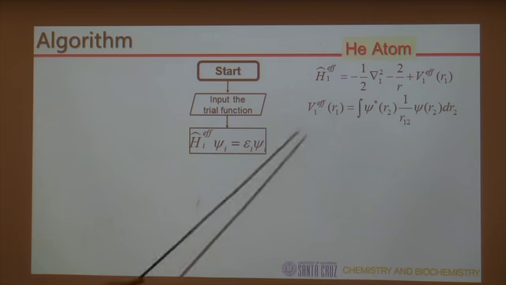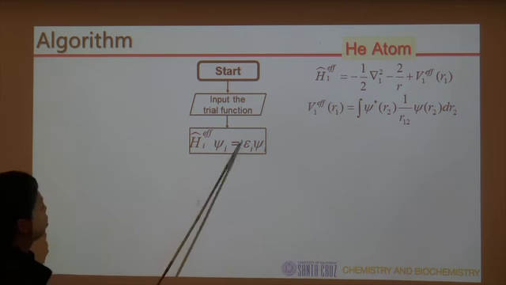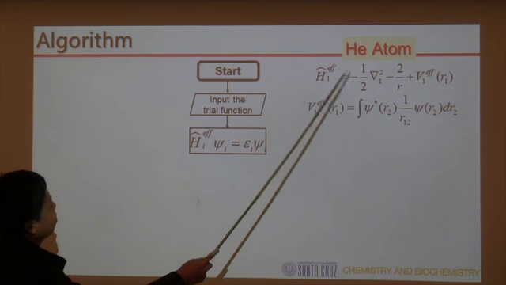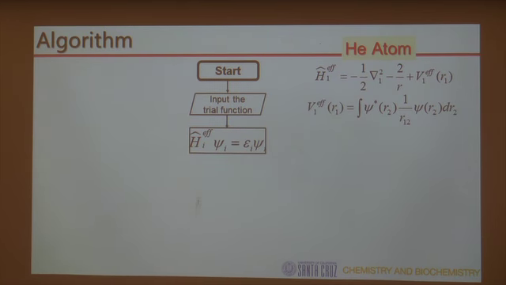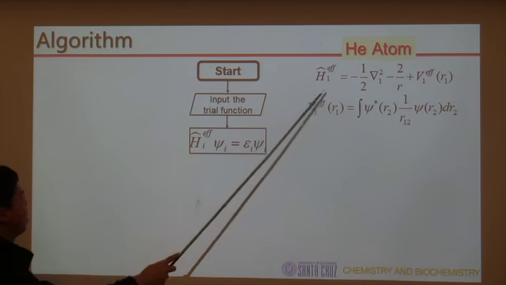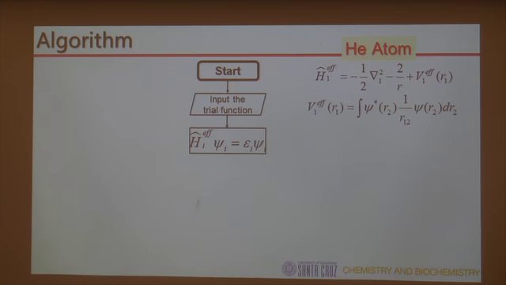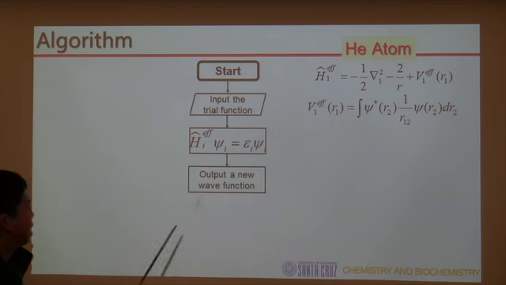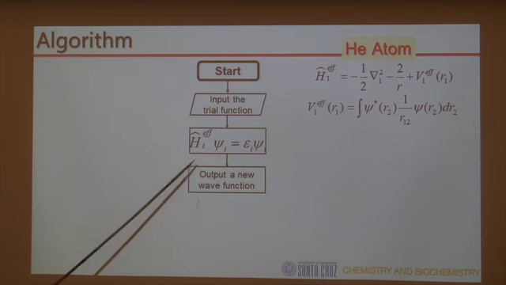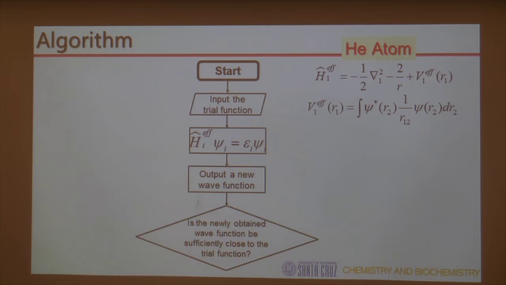In your textbook for the helium atom, the two terms here can be expressed in this way. Of course, we will ask you to do the evaluation of this, so here it is just for your reference. You solve the Schrödinger equation and you get a new wave function, where the Ci comes out. The next step is to compare whether the newly obtained wave function is sufficiently close to the trial wave function you put in.